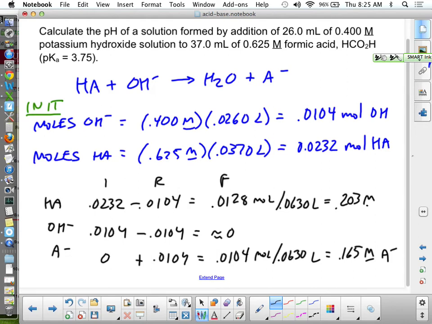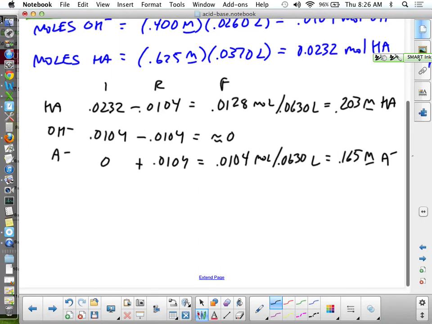0.203 molar HA. So looking at these concentrations, 0.203 molar weak acid remaining, 0.165 molar conjugate base formed, would you consider those to be comparable in magnitude? So would you consider this to be a buffer solution? Yes, it is. Okay, so that's the stoichiometry part. For the equilibrium part, you can either use the rearranged Ka expression, or if you prefer, you can use the Henderson-Hasselbalch equation. Anybody got a preference?